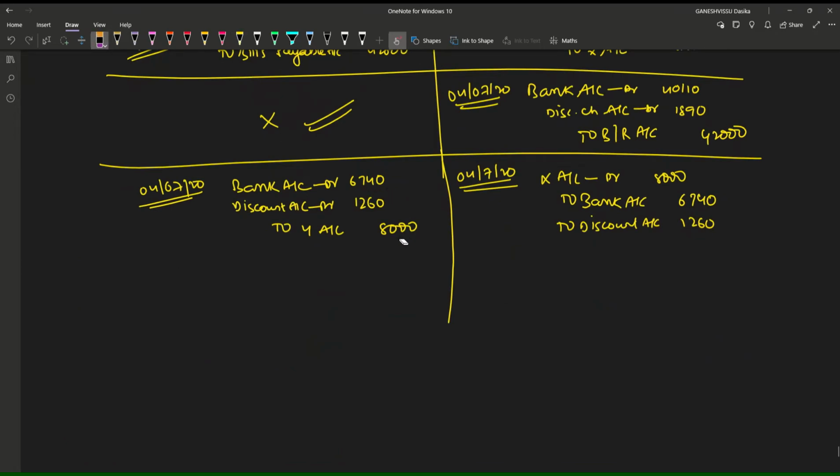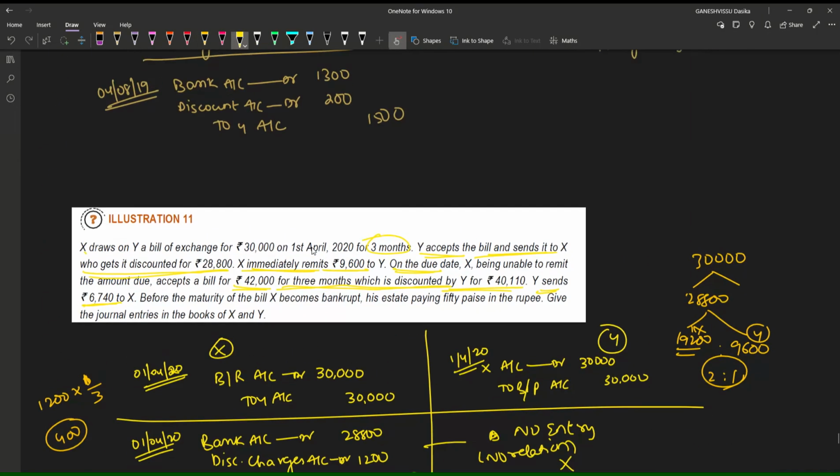Now what happened? Let us see. Before maturity, X becomes bankrupt. His estate is paying 50 paisa in a rupee. Give the general entries in the books of X and Y. So what is the total amount of the third bill? Second bill 42,000. What is the share of X? What does X have to pay actually? Two shares out of 3 shares.